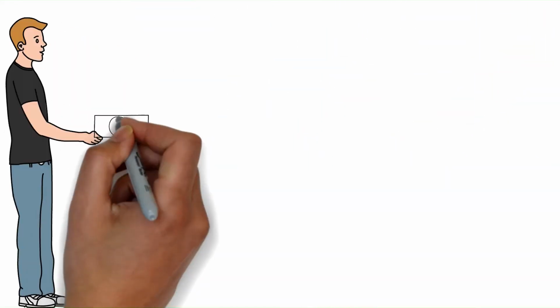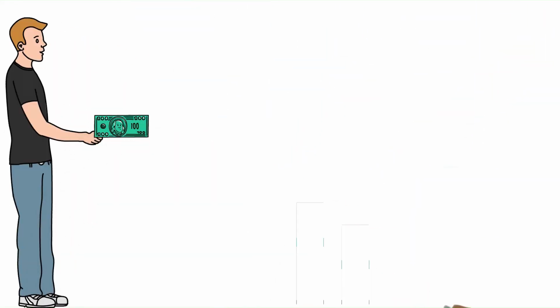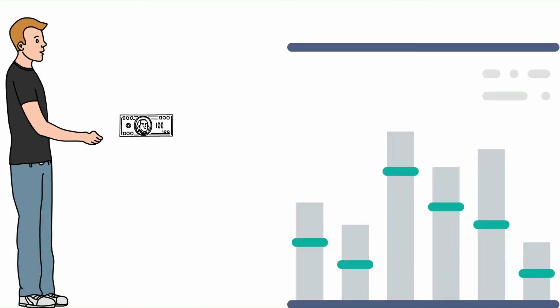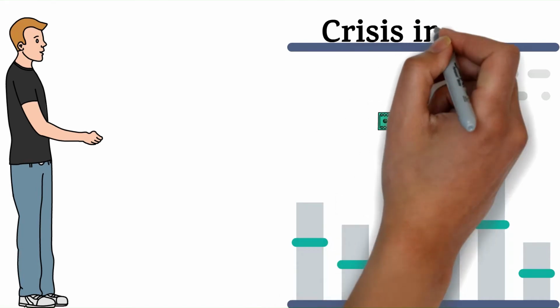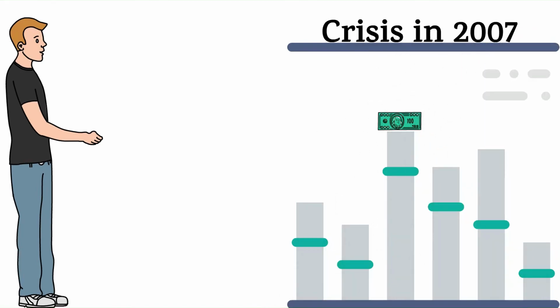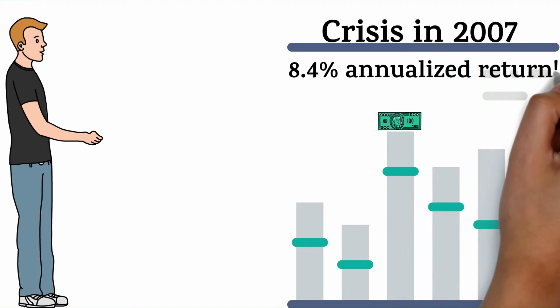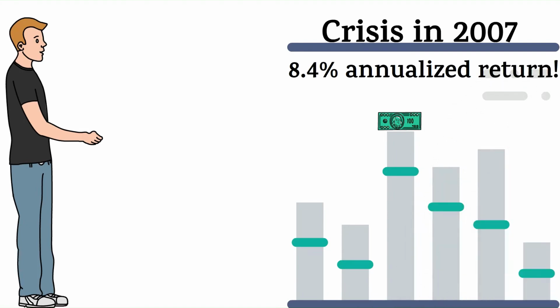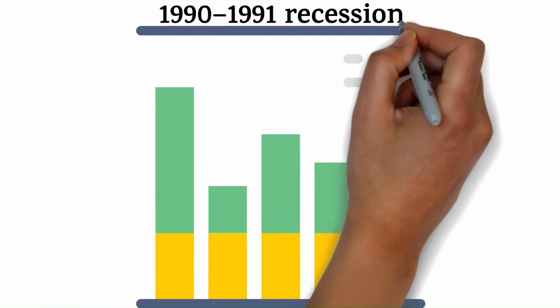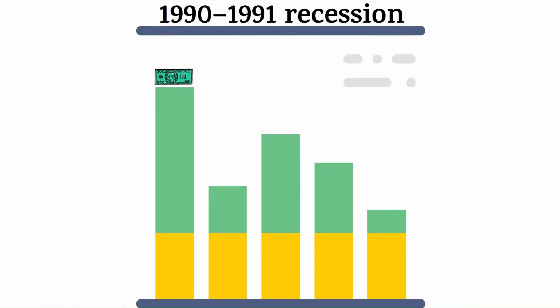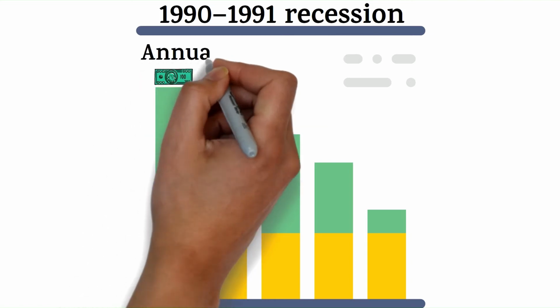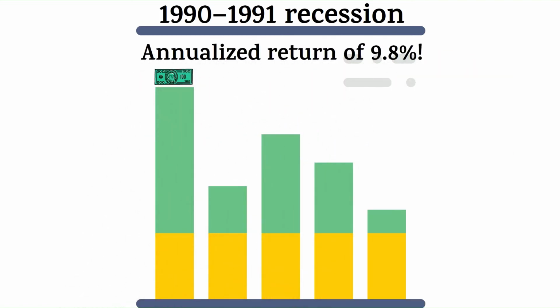Even if you had bought an S&P 500 index fund at the absolute worst time, at the height of the market just before the financial crisis in 2007, you would have earned an 8.4% annualized return over the subsequent 13 years. But before the 1990 to 1991 recession, if you'd purchased at the peak, you would have earned an annualized return of 9.8% over the next 30 years.